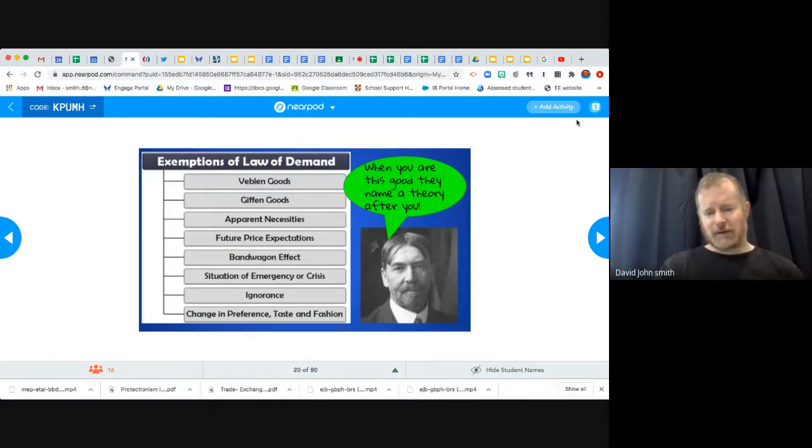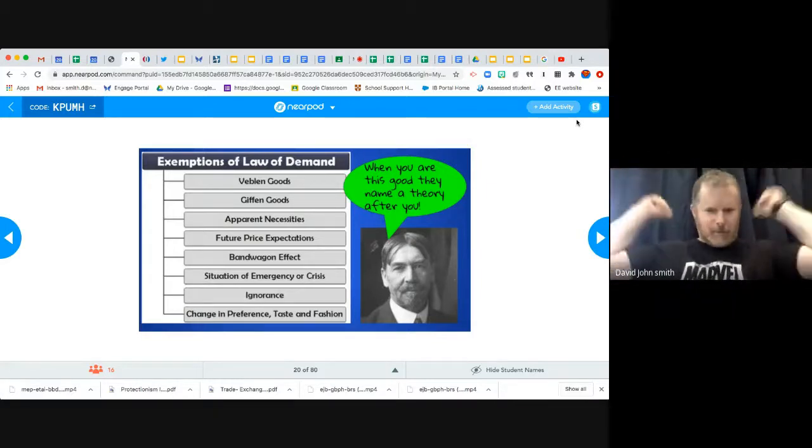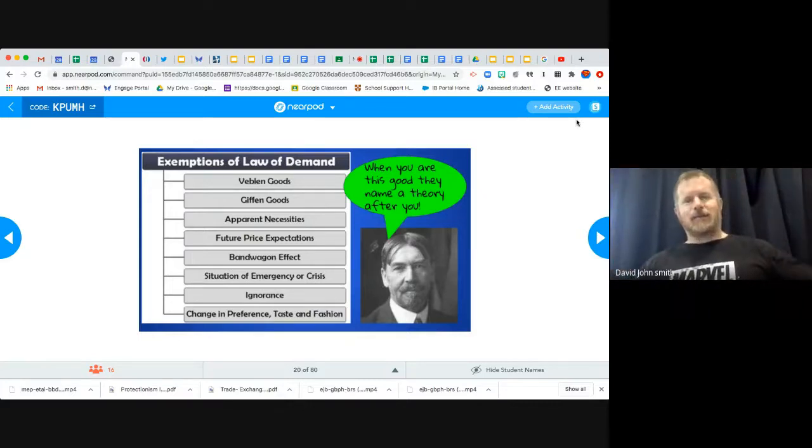Thorstein Veblen, amazing name, and there's a whole theory that he created that's been named after him. What we found was we'd created this law of demand. This is what has to happen, and so on. Then we said, well, hold on, what about this situation? Maybe the law of demand doesn't work in this particular situation. What about that situation? And we ended up counting, believe it or not, a whole lot of times and places and situations where the law of demand actually doesn't work.